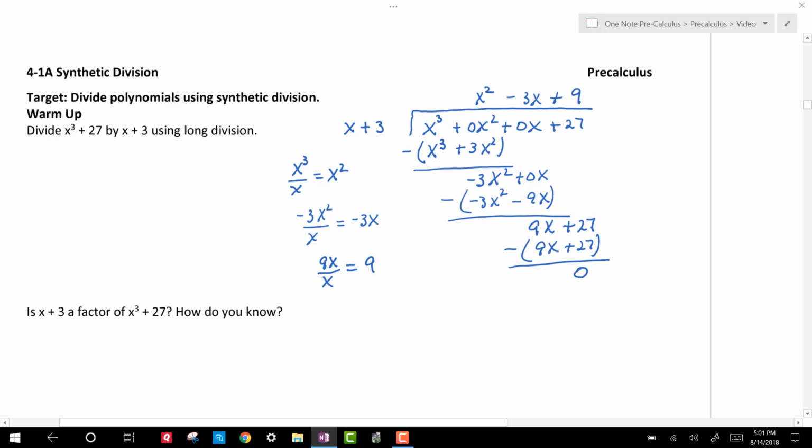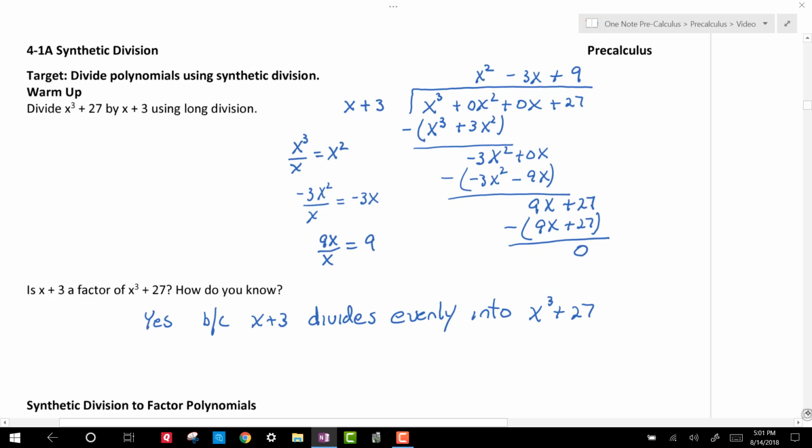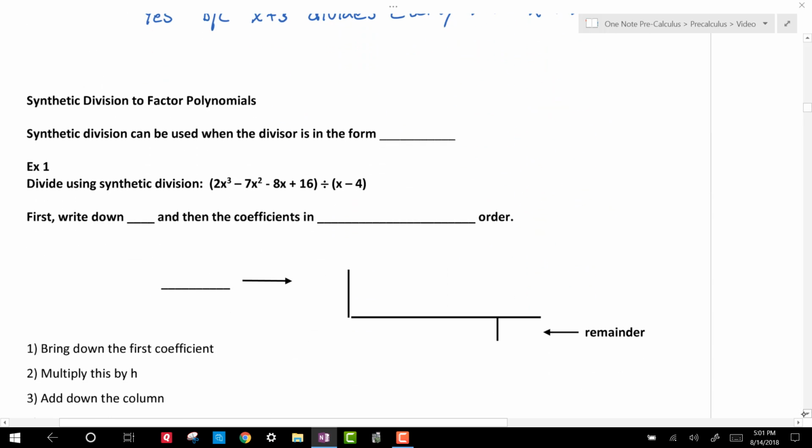So how do we know if x plus 3 is a factor of x cubed plus 27? It is, yes, because x plus 3 divides evenly into x cubed plus 27. All right, so that's how we know when something divides evenly and then it's a factor. That's kind of an if-then statement. If it divides evenly, it's got to be a factor of whatever it was dividing into.